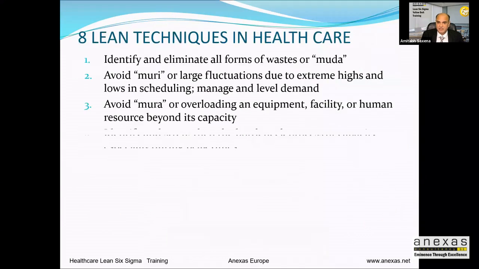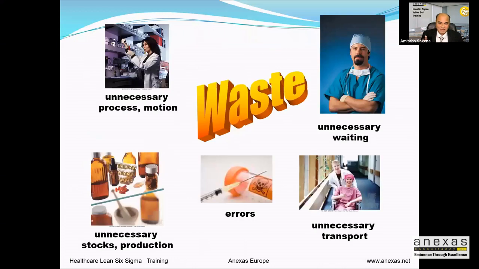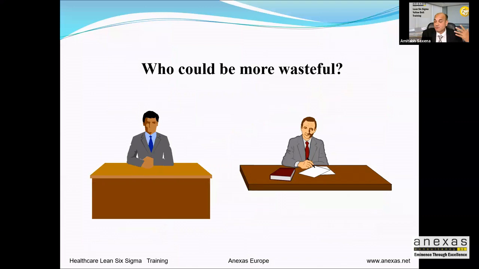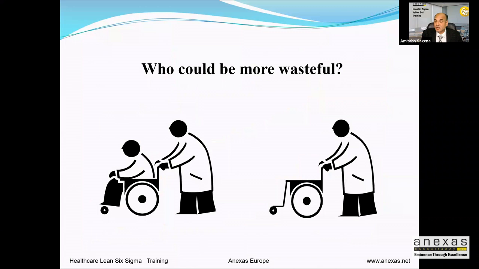Okay, let me tell you some more examples. Unnecessary motion. Observe. We use spaghetti diagrams. We observe how the movement is taking place, and we draw the pictures. It looks like spaghetti. So we identify a lot of wastes: unnecessary waiting, unnecessary transportation, errors, defects, expired medicines, unnecessary stocks and production. All these inventory wastes, persons who are not utilized, equipment which is not utilized.